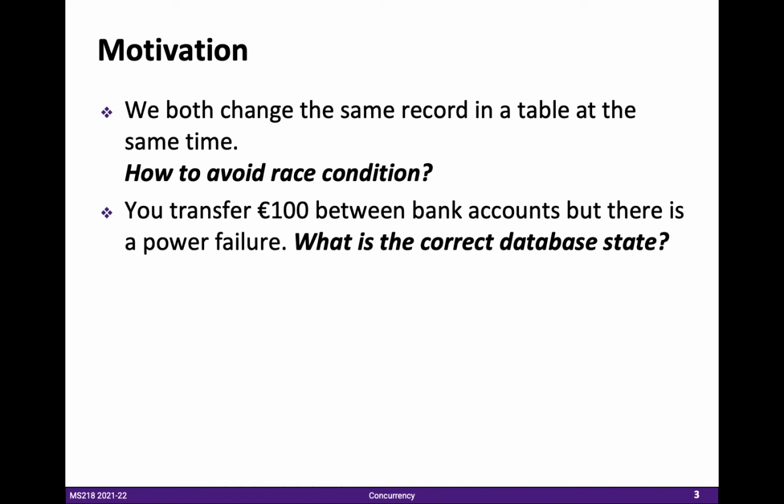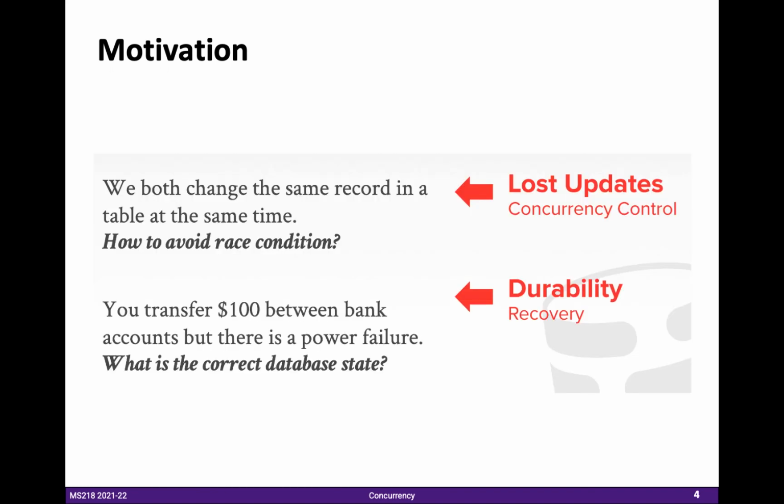So the question was that you transfer 100 euro between bank accounts, but there is a power failure at the Bank of Ireland end, for example. So it doesn't mean that you have lost your 100 euro, right? Maybe the update is there, but they have to roll back, okay? So that's why we need some sort of commit and rollback. And this is concurrency control, okay?